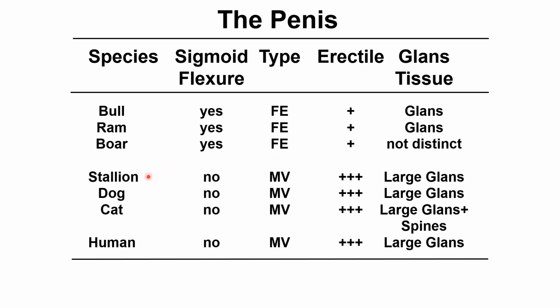The stallion, the dog, the cat, and humans have a muscular vascular type. In terms of the sigmoid flexor, of course, that is not present. They have a much larger amount of erectile tissue. And in the case of the cat, there is a presence of the spine.